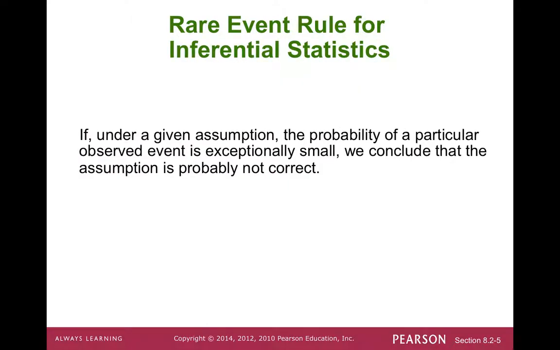So we've talked about the rare event rule earlier in the course, but a couple of things just to remind you of. Basically, if the probability of a particular event is very, very small, then we're going to assume that whatever assumptions we made about that event were not correct.